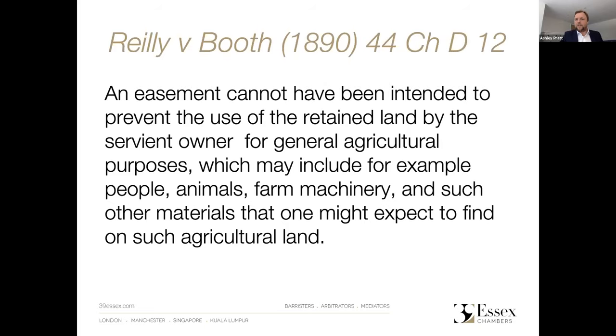Riley versus Booth was relied upon by the defendants. In Riley, it was said that an easement could not have been intended to prevent the use of the retained land by the servient owner for general agricultural purposes, which may include, for example, animal farm machinery and such other material that one might expect to find on such agricultural land. The thrust of the defendant's submissions was that growing the trees was well within the ordinary use of such land, and their land could not be limited by the terms of such an easement, as no easement can validly obstruct the defendant's reasonable use of their own land.